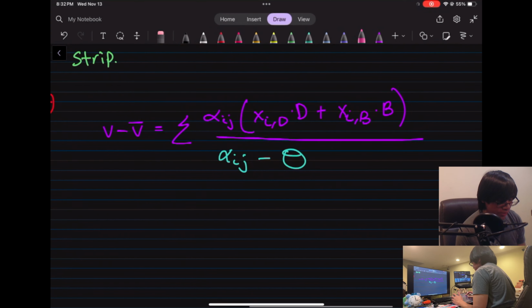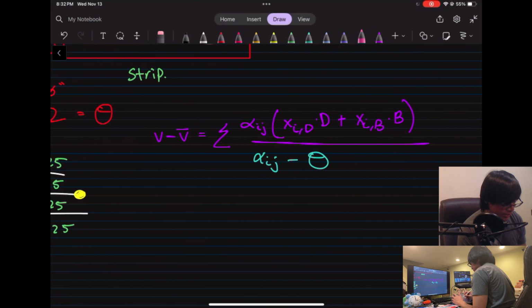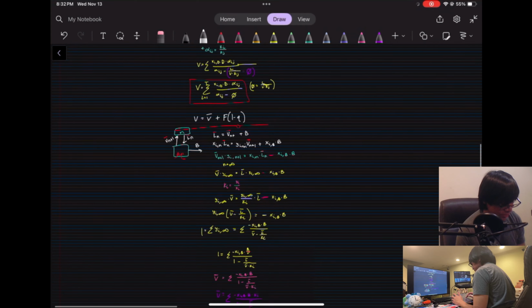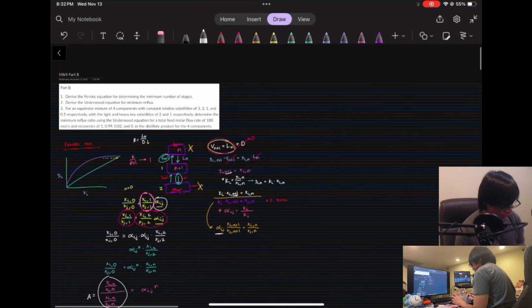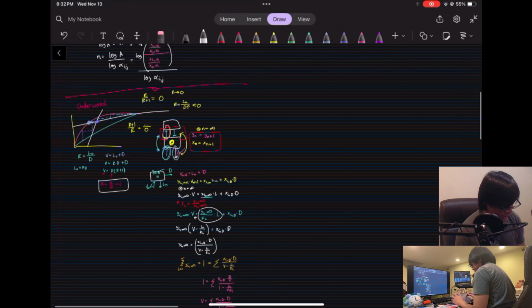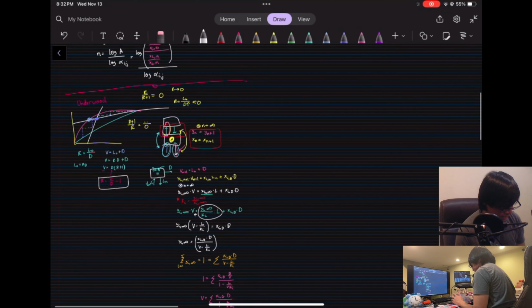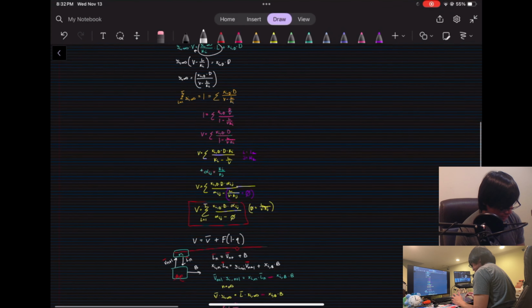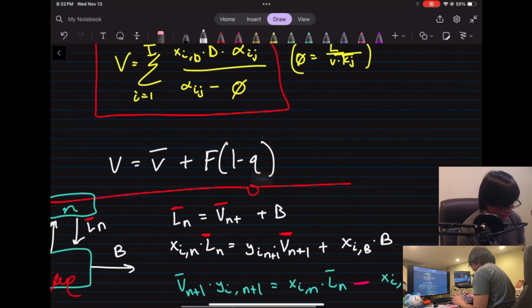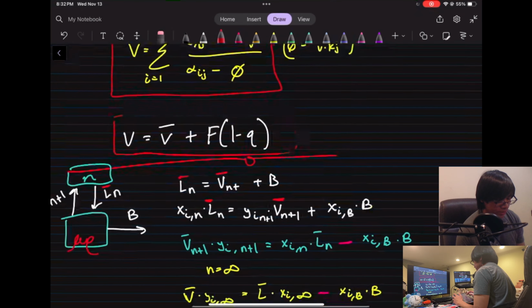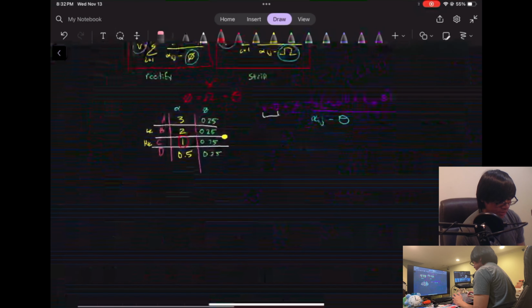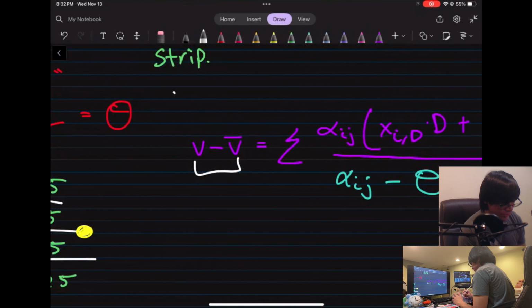We can go a little further with this since we've seen this before. Where did I write this? I wrote this somewhere really early on. It was about our feed being equal, relating our feed and our vapor flow rates. Did I not write this? Wow, I'm surprised. I thought I wrote this earlier. Oh, right here, yeah. So it's relating our vapor flow rates to feed. So if I go ahead and write that expression down, V minus V bar, and we had V was equal to what? V bar plus F1 minus Q. So it's V minus V bar.